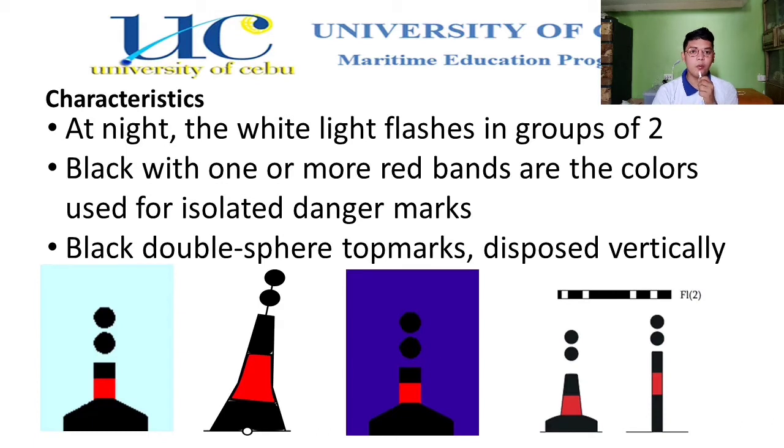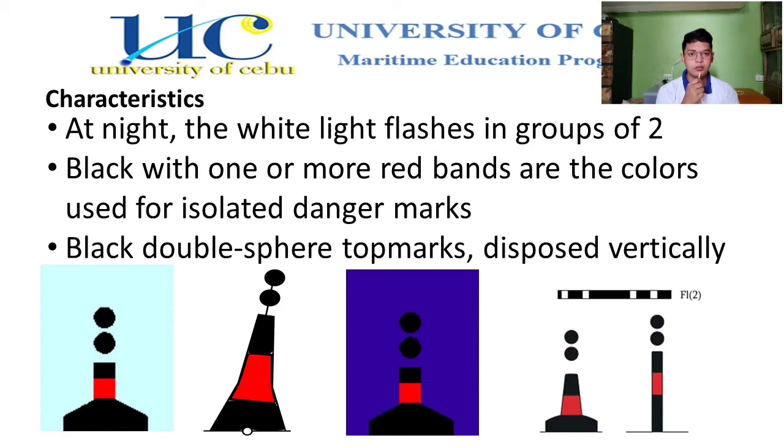So a white flashing light showing a group of two flashes is used to denote an isolated danger mark. So the association of the two flashes and two spheres in the top mark may help in remembering these characteristics. And the retroreflective material of the isolated danger mark is one or more white bands.